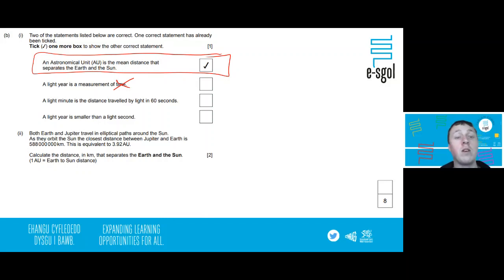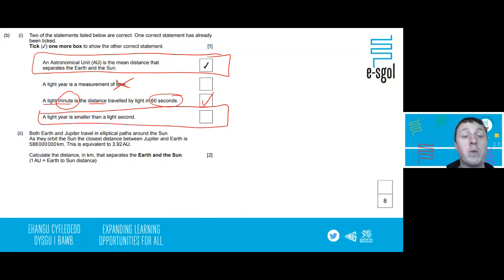So if a light year is the distance that traveled by light in a single year, and we look at the next statement, what we see is a light minute is the distance, which is a valid statement, but it's the distance traveled by light in 60 seconds. We check, yes, this is minutes. It's also 60 seconds, so it is correct. So 1 tick here. That way then we don't have to look at the last statement, but we can check a light year is less or smaller than a light second, and hopefully you know the orders of seconds, minutes, hours along there.